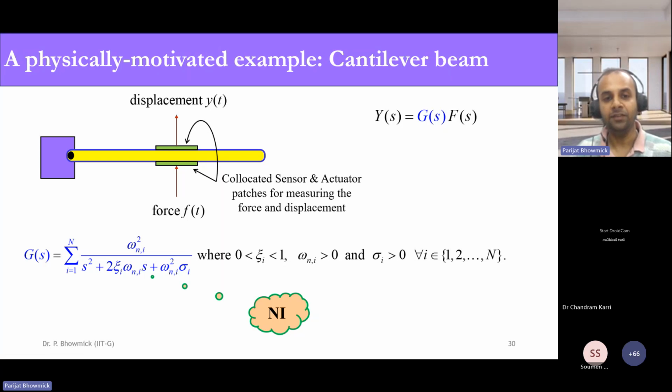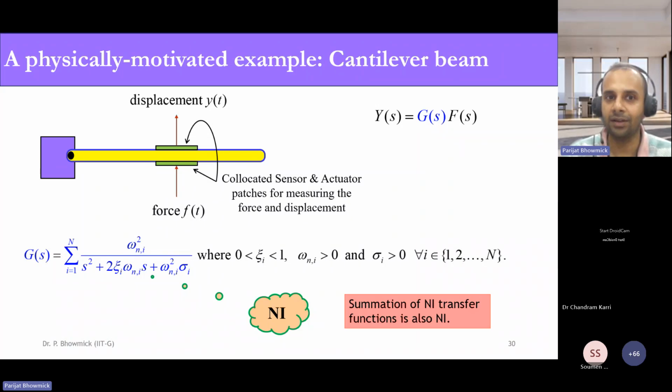Why? Because each individual component, that is for i equals 1, 2, 3, each mode, omega n i squared divided by this whole denominator, is NI. And there is a property that if you sum up the NI components, then the sum of NI transfer functions will also be NI. So theoretically we can establish that this is NI, but let's see a practical example.